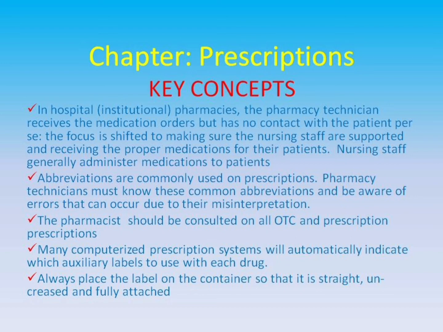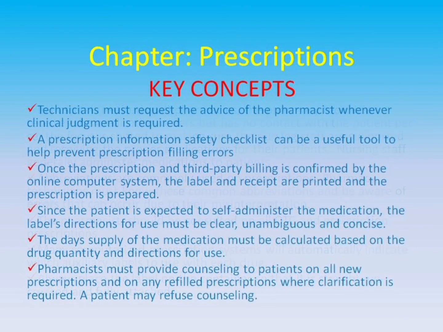Many computerized prescription systems will automatically indicate which auxiliary labels to use with each drug. Always place the label on the container so that it is straight, uncreased, and fully attached. Technicians must request the advice of the pharmacist whenever clinical judgment is required.